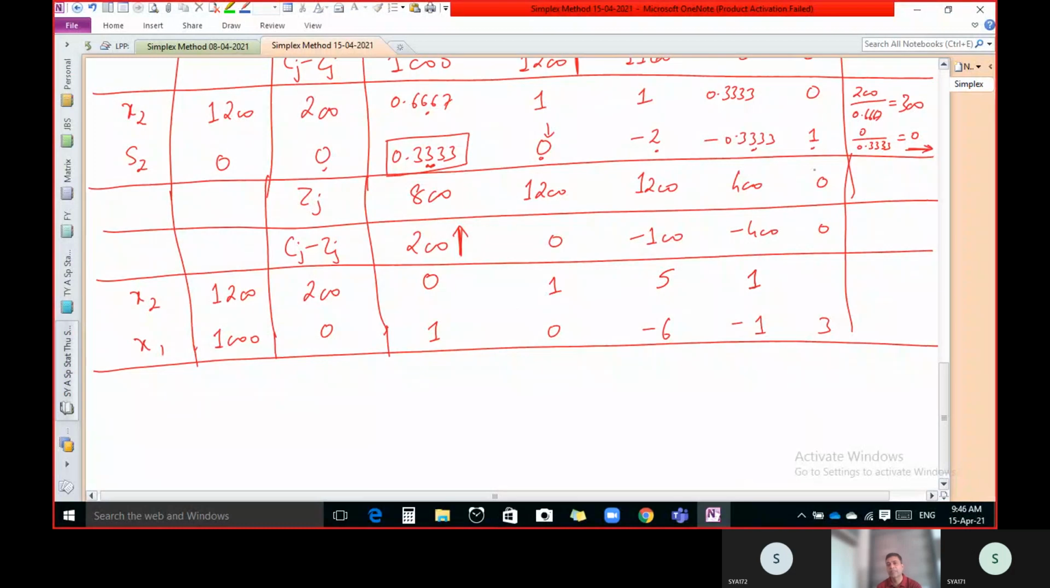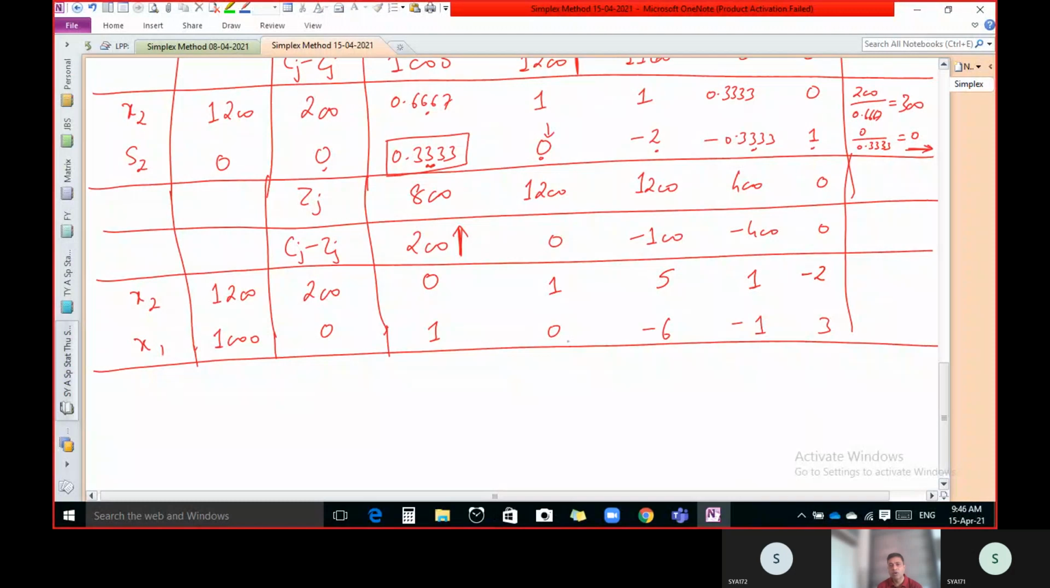And now the last value. 0 minus this 1 into 0.66666 divided by 0.33333. So if you calculate, you will get 2. So 0 minus 2, we get minus 2. So you would write minus 2 here.